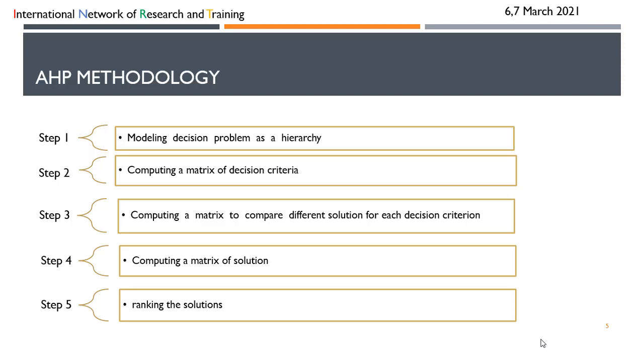So the method is composed of the following steps. Step 1, we model the decision problem as a hierarchy. Step 2, we compute the matrix of decision criteria, which means we determine the importance of each criterion relative to another according to the Saaty scale. Step 3, we compute a matrix to compare different solutions for each decision criterion. Step 4, we compute the matrix of solution, and of course in step 5 we can rank the solutions based on the matrix of solution.